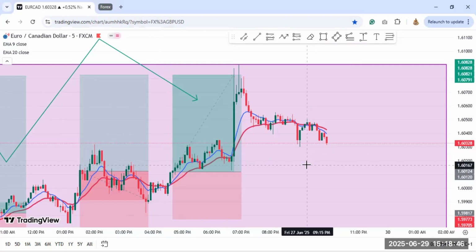So that is how to trade the EMA crossover. And you can use this for intraday trading. It's a very good strategy. Even if you have a small account, you can do this.